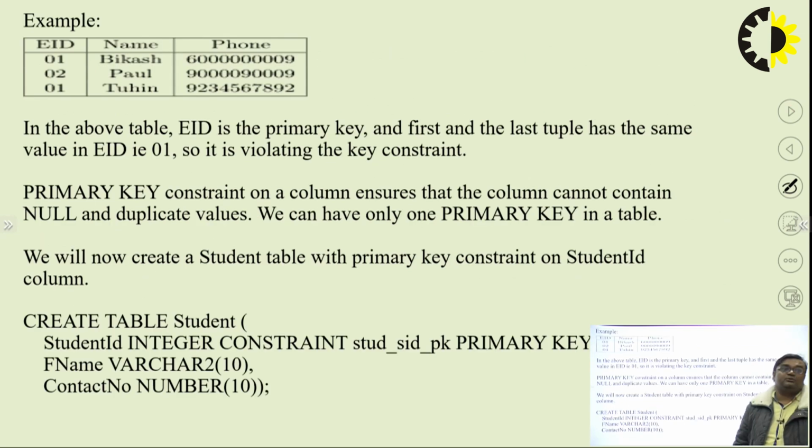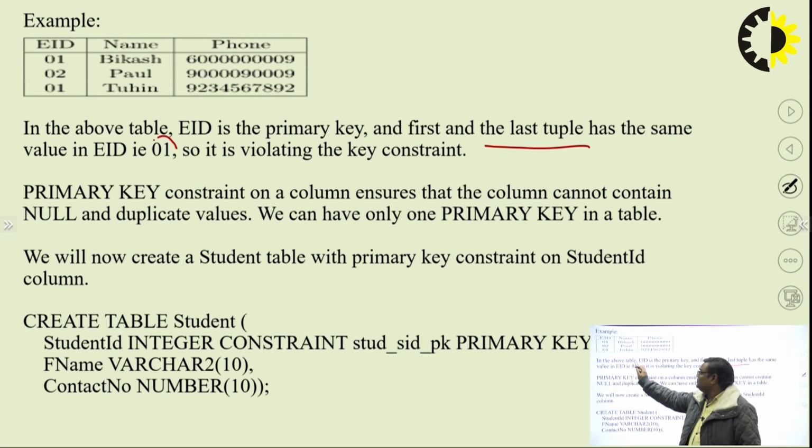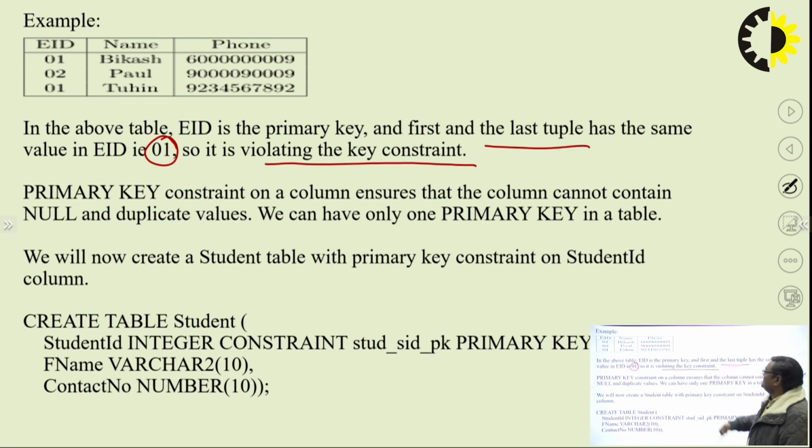So, we will go through some examples. There are 3 attributes given: EID, name, and phone, and we have the values 01, 02 and 01, with Paul, Tuhin, and the phone numbers given. In the above table, EID is the primary key. So, this is an invalid set. We cannot have this type of values in the table if the key constraint is implemented. EID is the primary key and the first and the last tuple have the same value, that is 01, so it violates the key constraint.